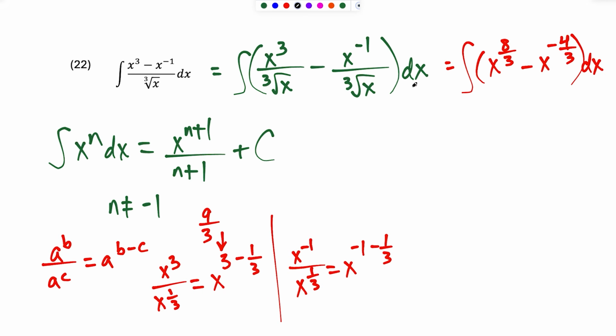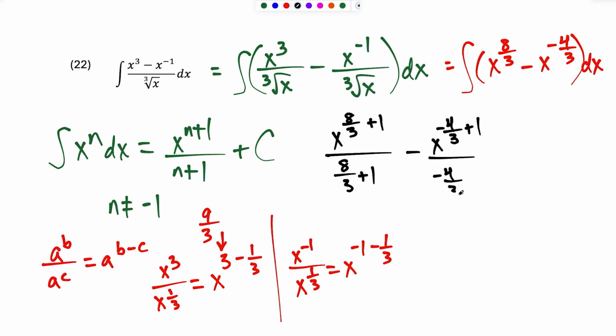So now let's apply the power rule. So we're going to have x to the 8/3 plus 1. So we're just taking the power and adding 1. And then we divide by that new power here, plus 1. And then next we have minus. We have x to the negative 4/3 plus 1. And we're dividing by that new power, negative 4/3 plus 1. And we write our plus c at the end.